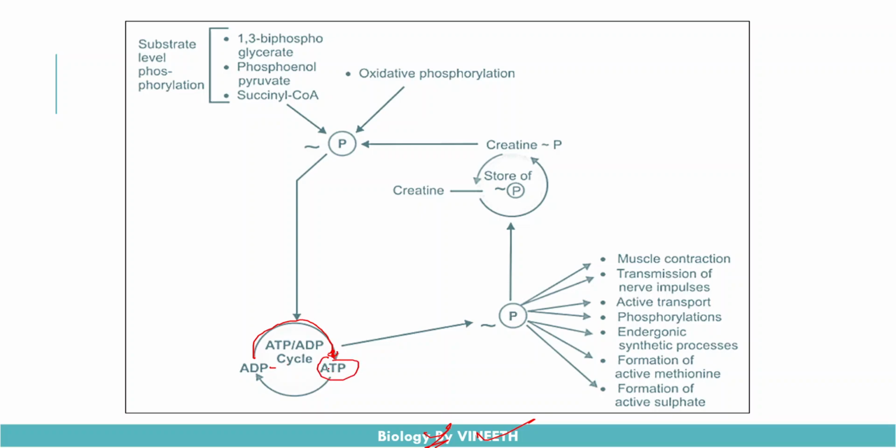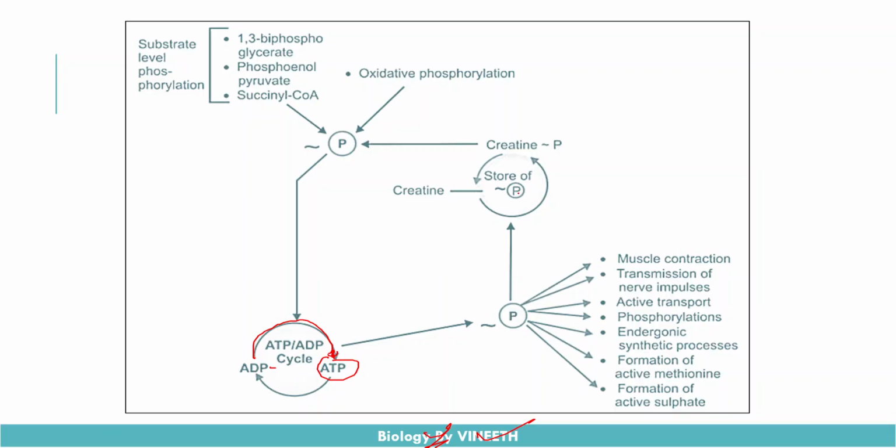Okay, and the same ATP cycle is also seen in the ATP synthase protein, which is present in the inner mitochondrial membrane. So this ATP synthase pump also converts the ADP to ATP by utilizing an inorganic phosphate molecule in the inner mitochondrial membrane.